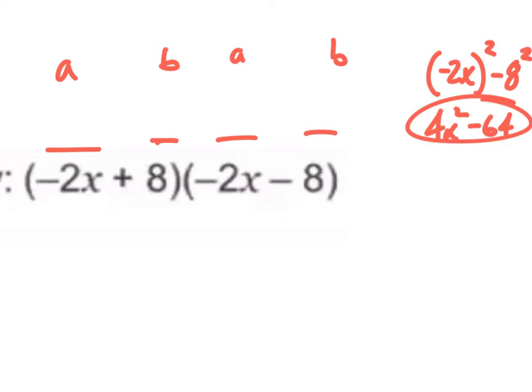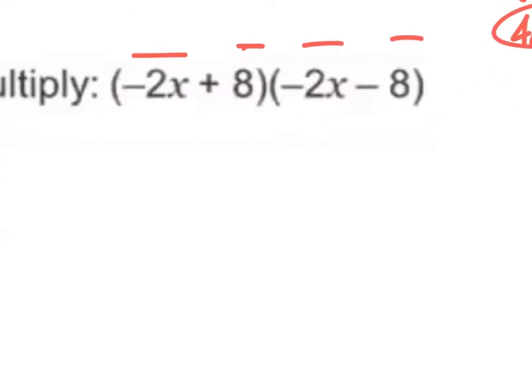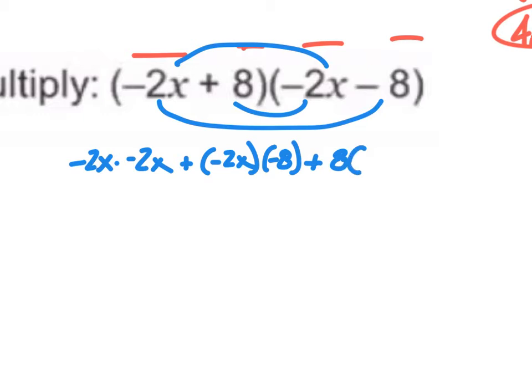Now, I'm just following the formula they gave us. But let's multiply this out using our FOIL method. I'm going to take negative 2x times negative 2x. Then I multiply my outside terms: plus negative 2x times negative 8x. My inside terms: 8 times negative 2x. And my last terms: plus 8 times negative 8.